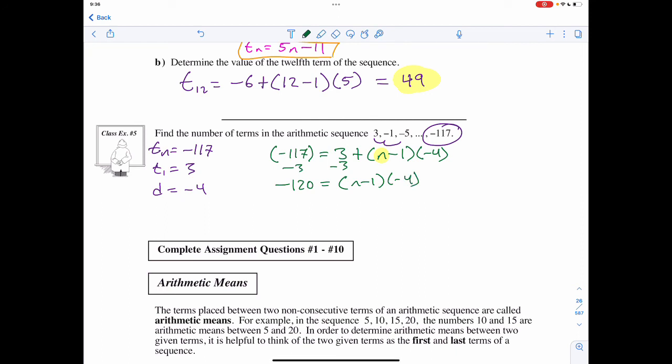Second thing I'm going to do is divide both sides by that -4. And I'm going to get 30 is equal to n minus 1. And then the last thing I would do is add 1 to both sides. 31 is equal to n. There are 31 terms in this sequence.